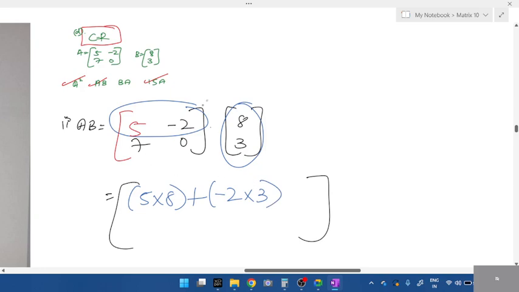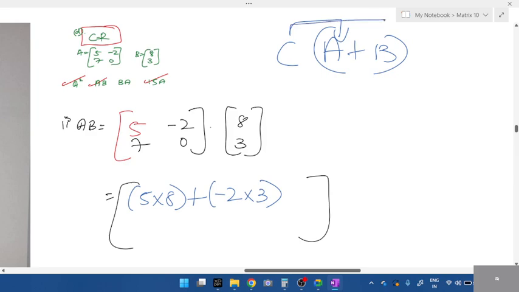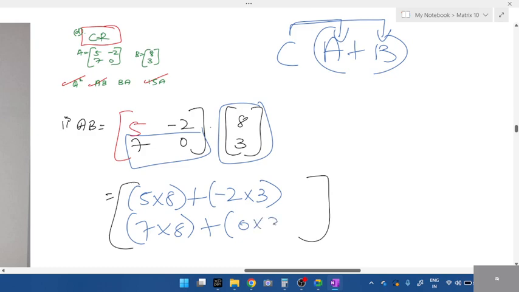That is done. Now move on to the second row. Do we have any second column? No, right? No second column. First row is done. Go with the second row. So you take the first one, multiply with this. Then take the next one, multiply with the second one. Same concept. Take the second row, multiply with the first column. 7 into 8 plus 0 into 3. What's the answer? 8 5s are 40 plus minus 6. 8 7s are 56 plus 0.